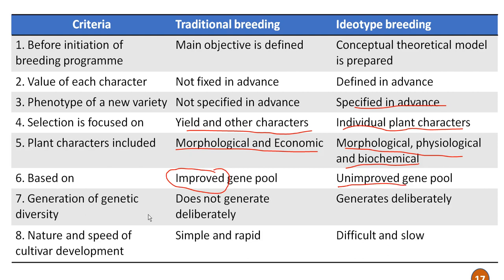Then genetic diversity is not generated deliberately in traditional breeding, while in ideotype breeding, genetic diversity is generated deliberately. Then the nature and speed of cultivar development is simple and rapid in traditional breeding, while it is slow and difficult in ideotype breeding.